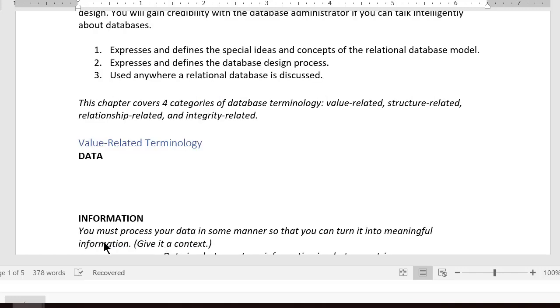In terms of value related terminology, we have data. If you remember, data are the raw facts that you store in your database. They remain static until you change them, either manually or automatically somehow. That is, there might be a program that's written that goes in and changes those values. But for the most part, they're going to remain static.